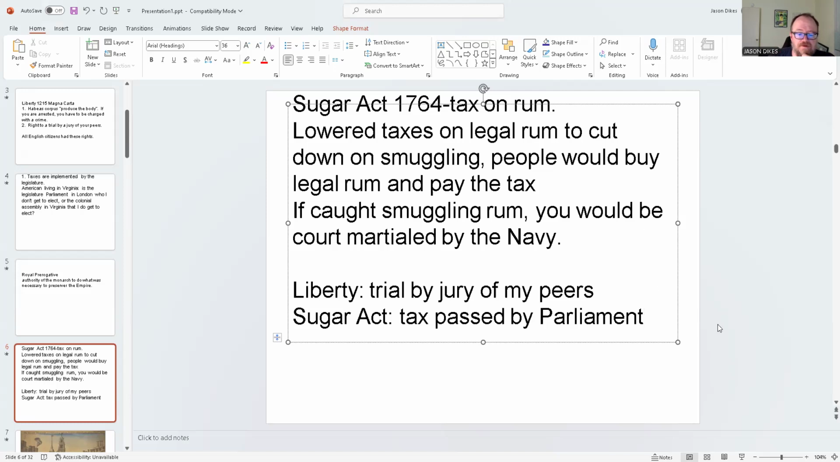Technically, I can make the argument that yes, Parliament is in charge of taxes, but I can make the same argument that the colonial assembly is in charge of taxes. Both views are correct. It just depends on which side of the struggle you're going to take here.